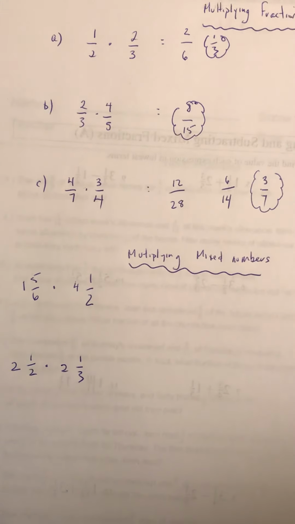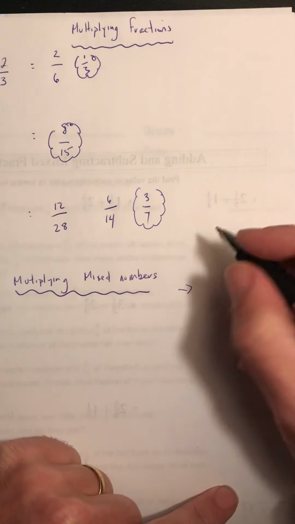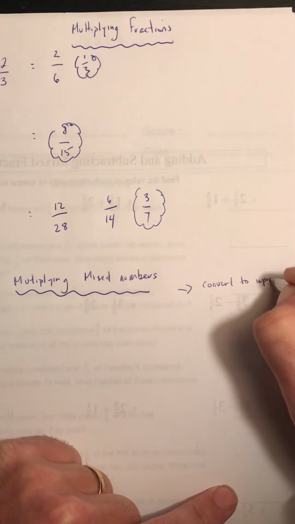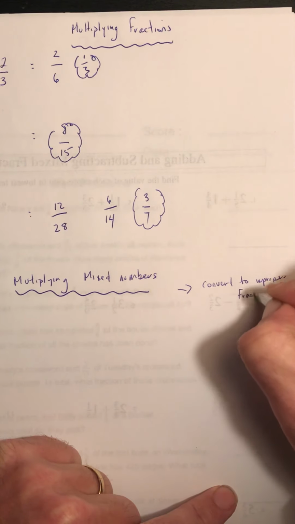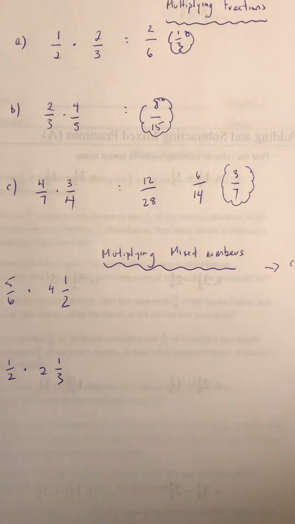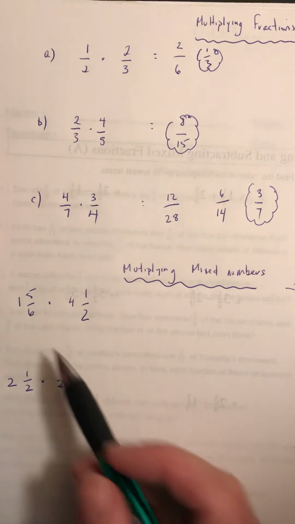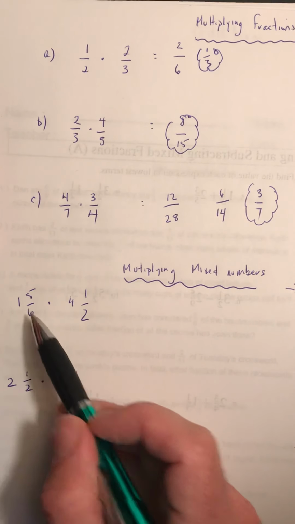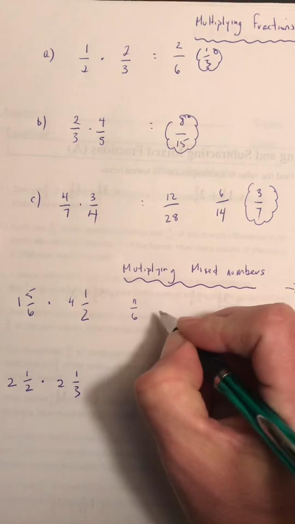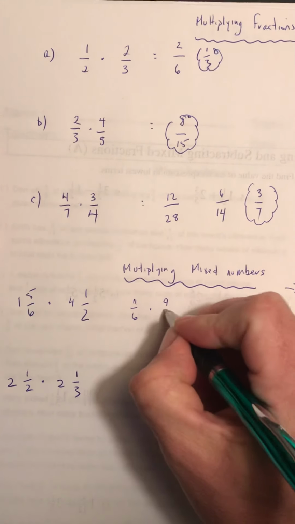That's really it for multiplying fractions. Let's look at multiplying mixed numbers. The big thing with mixed numbers is you need to convert to an improper fraction. So we've got 1 and 5/6. We go 6 times 1 is 6, plus 5 is 11. So we've got 11/6 times 8/9.